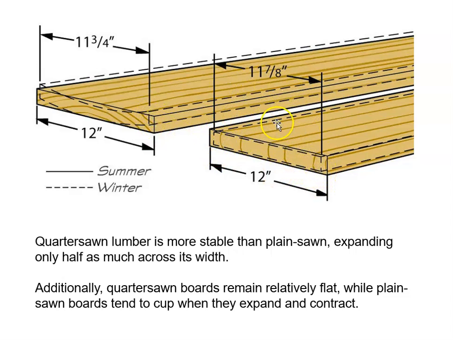So much less shrinkage over here with the quarter sawn, but we also see here that the plane sawn is prone to cupping, kind of deforming, and that's something we definitely do not want in our floorboards or our deck boards, for instance.